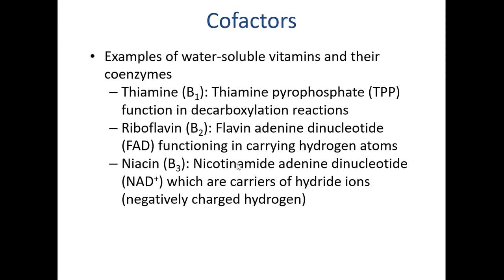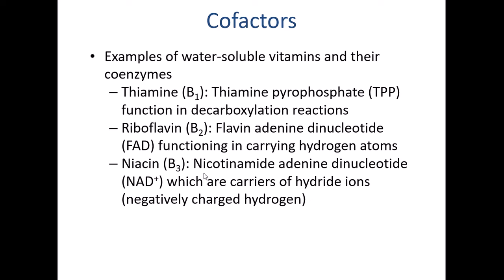So just as some examples, vitamin B1, which is thiamine, forms a coenzyme known as thiamine pyrophosphate. We usually abbreviate that TPP, and we're going to see that's involved in decarboxylation reactions where we're removing carbons. Vitamin B2 or riboflavin is a really important one. We're going to see this form something known as FAD, flavin adenine dinucleotide, which is important in carrying hydrogen atoms. Niacin, vitamin B3, same type of thing, also helps to carry negative hydrogen atoms known as hydride ions.